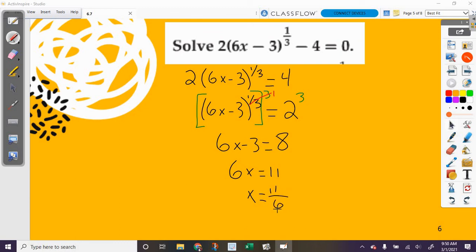Again, we can just kind of do a visual check in this case. So notice that if I were to plug it back into our x, 6 times 11 over 6 is going to be 11. 11 minus 3 is going to be 8. 8 to the 1/3 is going to be 2. 2 times 2 is 4, and then 4 minus 4 is 0. So this one does work, and so that would be my answer.